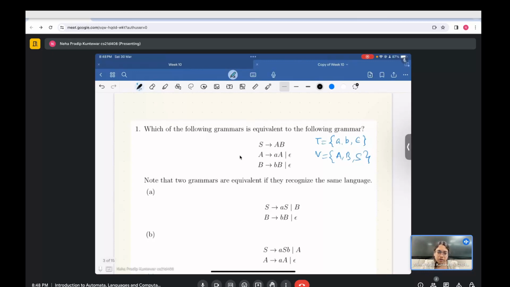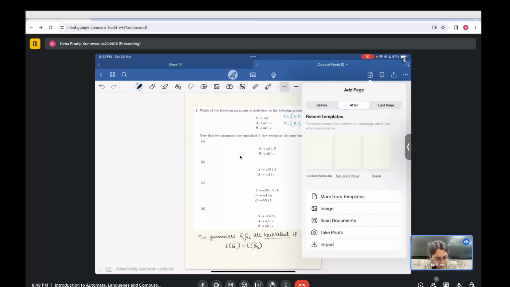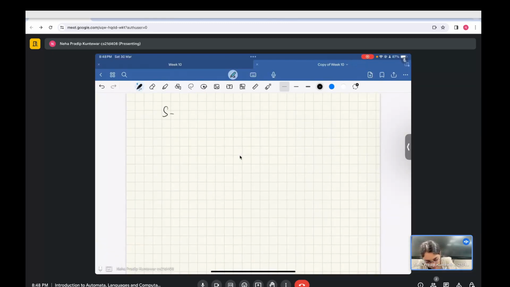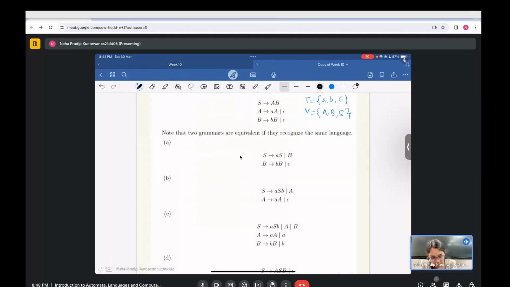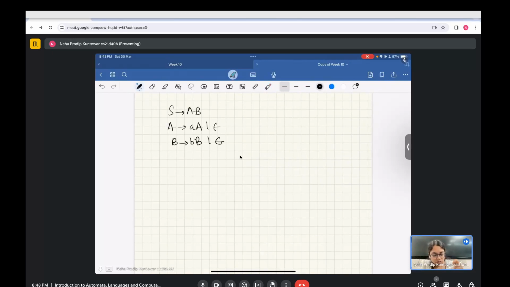So in order to solve this problem, for each of the grammars we will try to identify the language that they generate. Let's start with the first one. I'll get a new page here. Here you have S gives AB, A gives AA or epsilon, and B gives BB or epsilon. This is exactly the grammar that we had, and I'm just writing it here. What we want to do is tell what is the language of this.